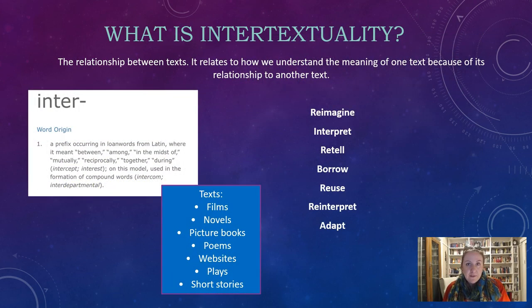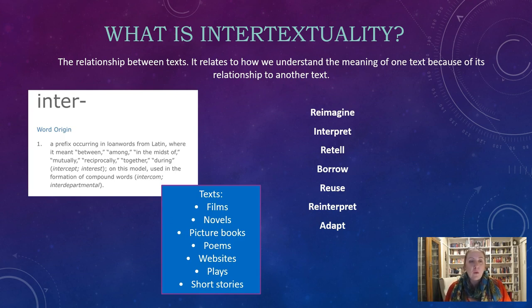Okay, so here's a definition for you. Intertextuality just means the relationship between texts. It relates to how we understand the meaning of one text because of its relationship to another. Okay, so a lot of the time it's where a text, an original text, is used in a new text.